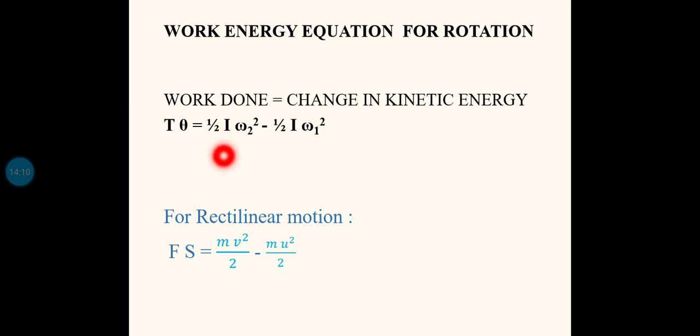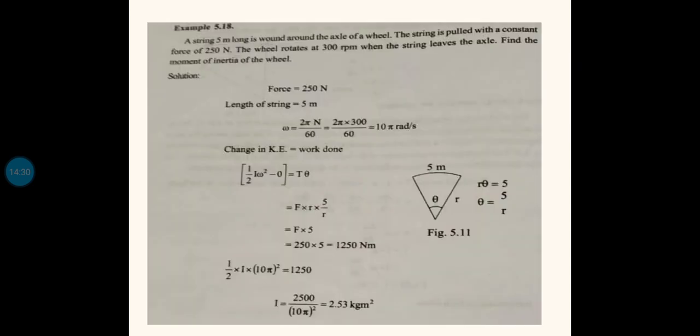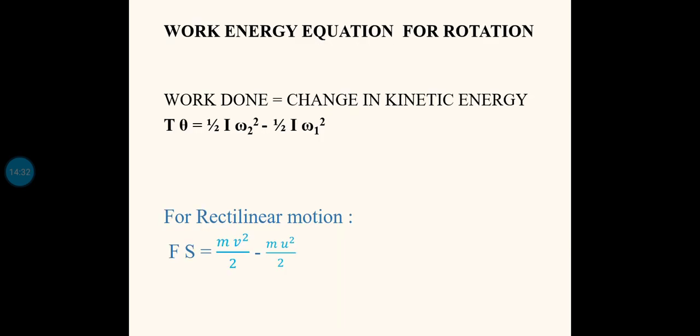So, final kinetic energy is half I omega 2 square, and initial kinetic energy is half I omega 1 square, where omega 2 is the final angular velocity and omega 1 is the initial angular velocity. Half I omega 2 square minus half I omega 1 square. This equation is also applicable in the case of the rotary motion, kinetics of the rotary motion. So, all these are very important equations. I think all this portion is very much clear for you.